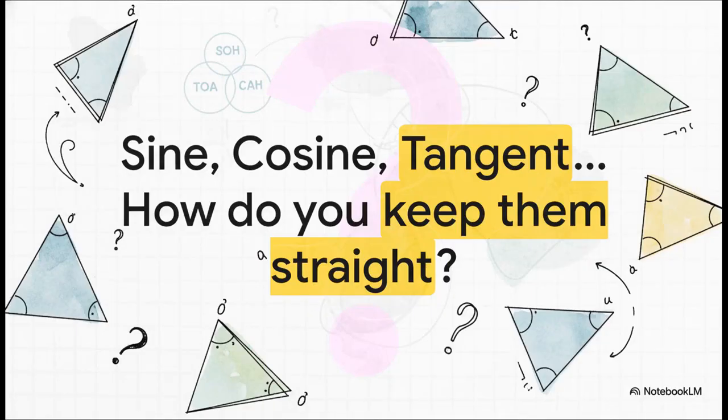So you've got your three basic trig ratios, right? Sine, cosine, and tangent. And you know each one is a fraction, a specific ratio of sides in a right triangle. But which one is which? It's so easy to get them mixed up. It's probably one of the most common places people get tripped up.